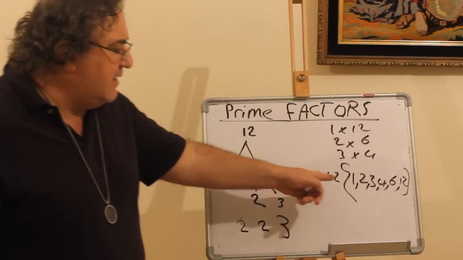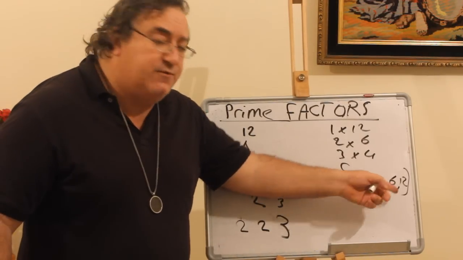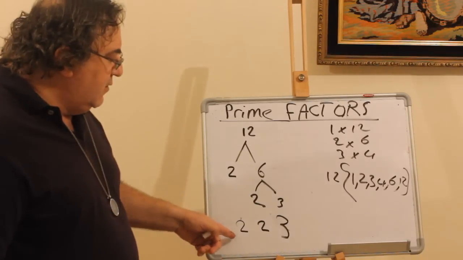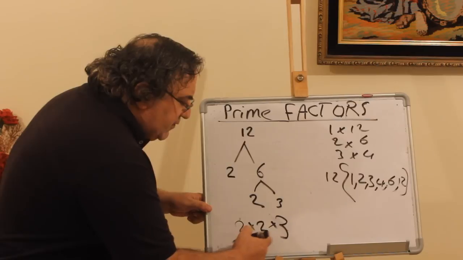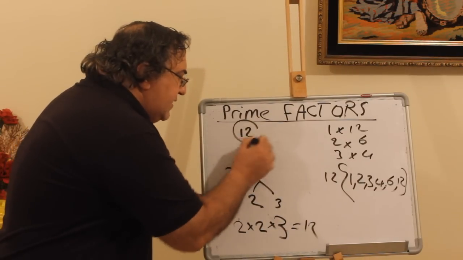So look here, the factors are 1, 2, 3, 4, 6, 12, which are not all of them prime, while here all are prime. And if you multiply this together, 2 times 2 is 4, 4 times 3 gives you 12, which is the required number.